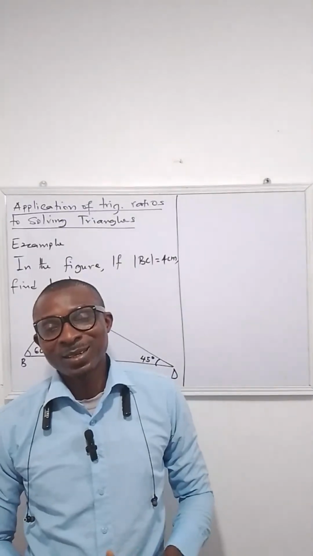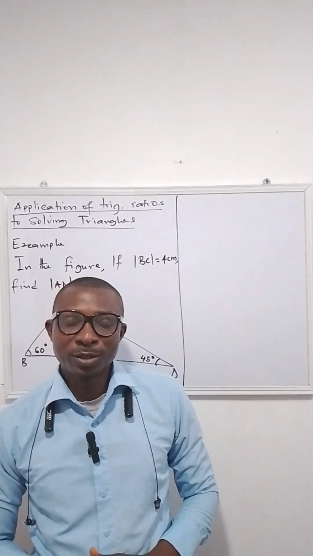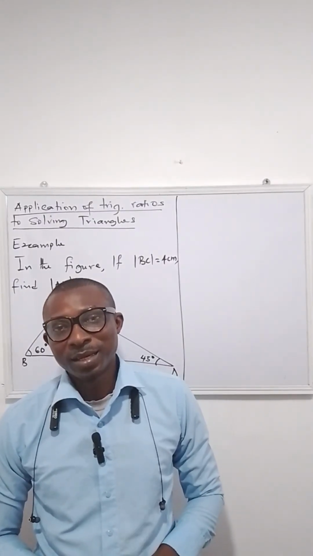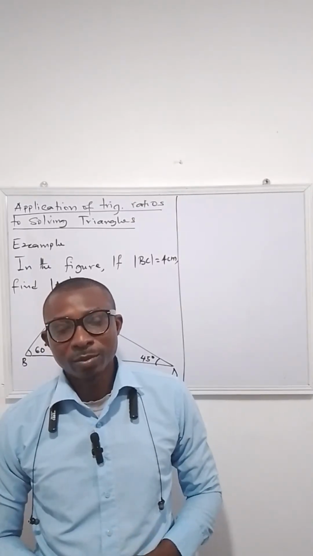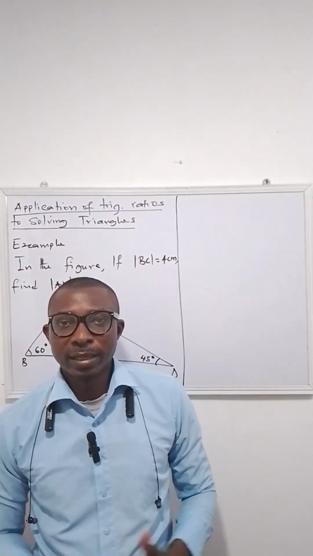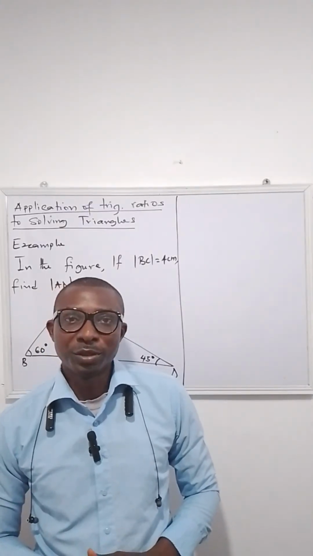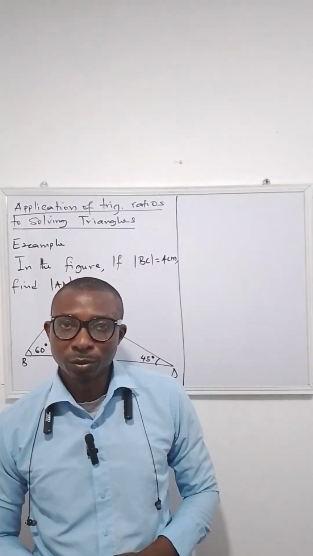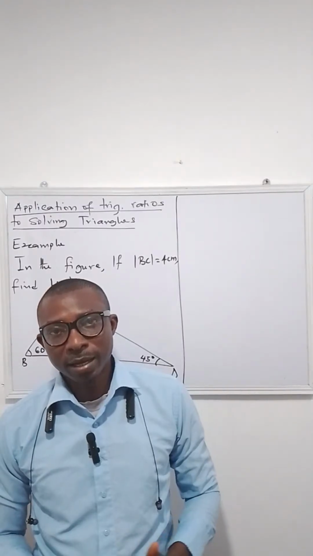All right. Okay. So the last time we were discussing trigonometry. We looked at the application of Pythagoras theorem to solve trigonometrical problems. Now today we are looking at another special part of trigonometry, how we can make use of our trigonometrical ratio to solve some problems on triangles.